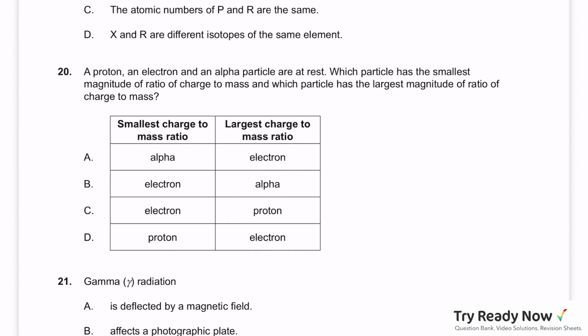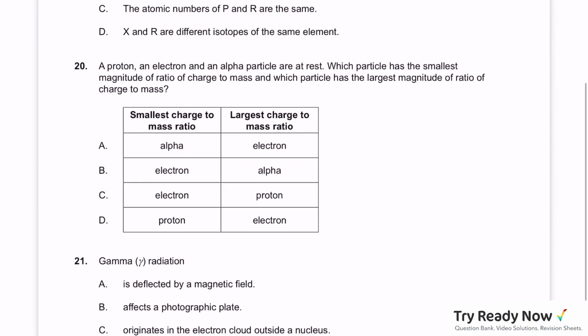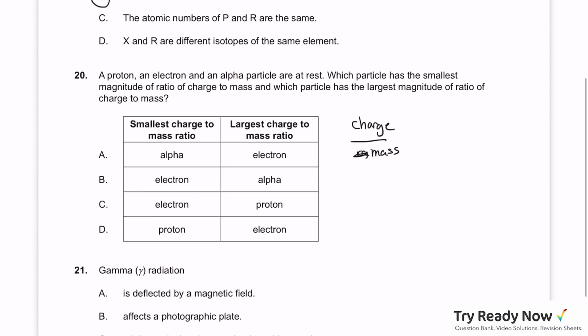Moving on to question 20, we have a proton, an electron, and an alpha particle. And we have to deduce which row is correct in this table. So, smallest charge to mass ratio. A charge to mass ratio can basically be expressed as charge over mass. And that is our ratio. So a bigger charge over a bigger mass. So we want a very small number here.